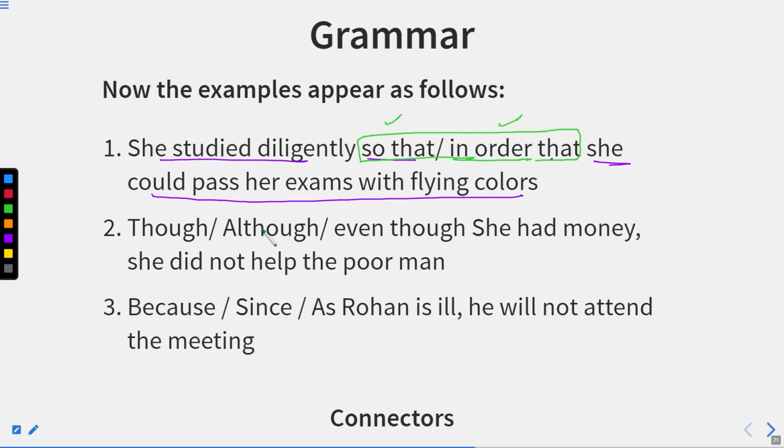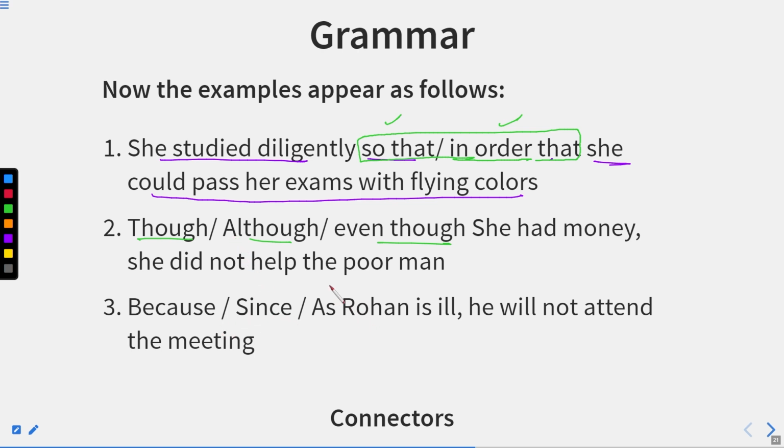Though, although, even though. Now we can use any of these, one at a time. Suppose I use though: Though she had money, she did not help the poor man. Another structure is, although she had money, she did not help the poor man. Even though she had money, she did not help the poor man. So we can use any of these conjunctions to join these two sentences together, but one at a time.